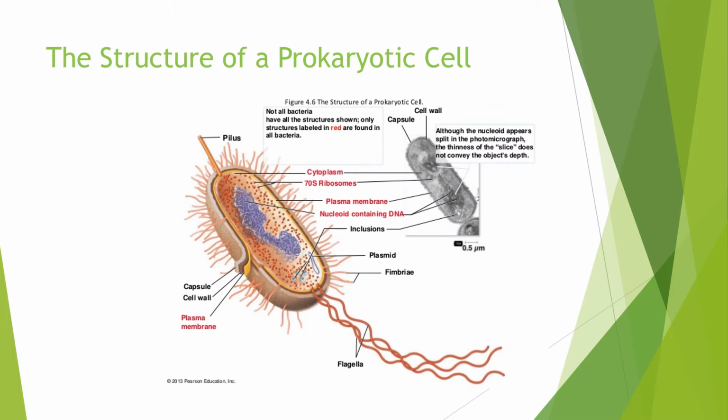If we take a look at the structure of a prokaryotic cell, all prokaryotic cells have plasma membrane. They have cytoplasm, which is the fluid inside of the cell. They have ribosomes, and the ribosomes of prokaryotes, we refer to as 70S ribosomes. Humans and eukaryotes have ribosomes, but we don't call it 70S. It's 80S for eukaryotes.